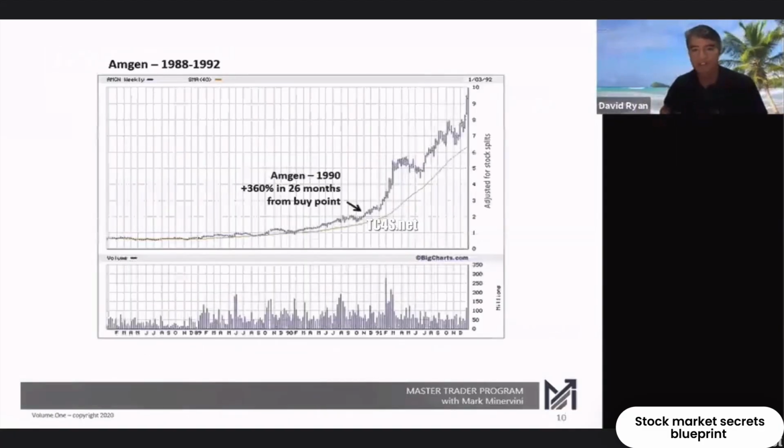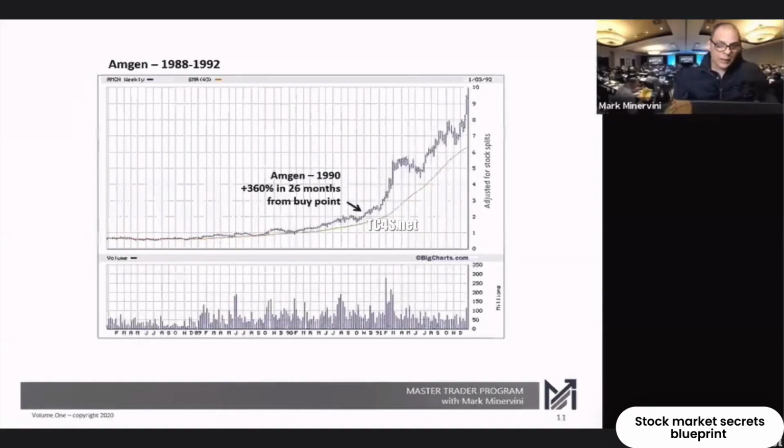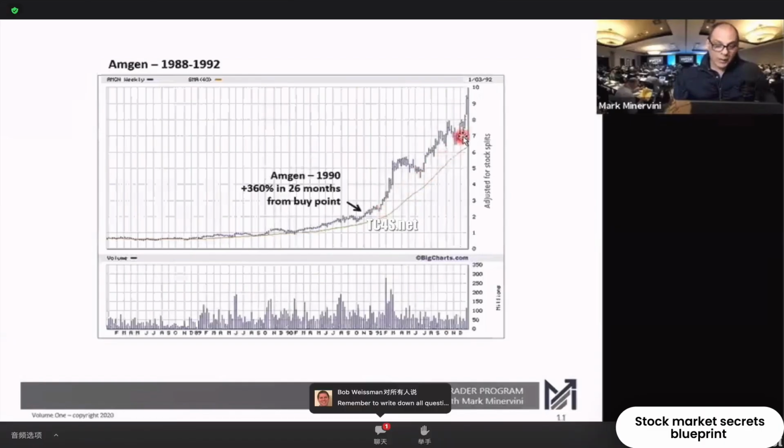Right. Now, if you take a look at Amgen in hindsight and you see what happened from that point on, you can see the stock was actually very cheap at that price that looked so high. A big move ensued over the next year or so. And again, this stock went up 360% in 26 months. And that's about average for a move in a leading stock. The average is about a year and a half. Sometimes it's 2 years, maybe a little more. But this is a typical move of a leading stock emerging.